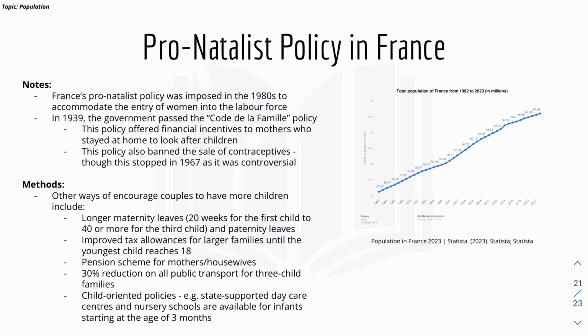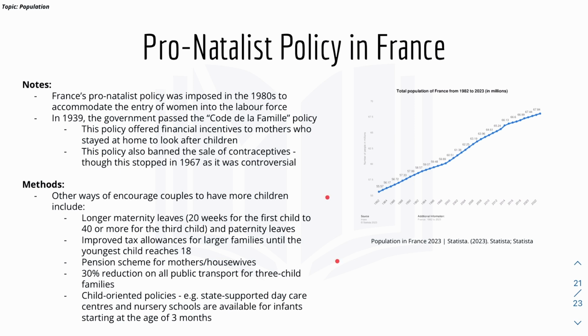So we have the pro-natalist policy in France. So here are some notes. France's pro-natalist policy was imposed in the 1980s to accommodate the entry of women into the labor force. And here is some information about the policy that the government passed in 1939. They offered financial incentives to mothers who stay at home to look after their children. And they also banned the sale of contraceptives.